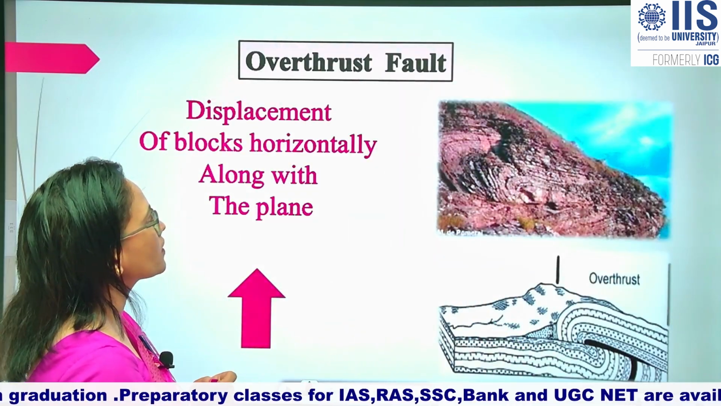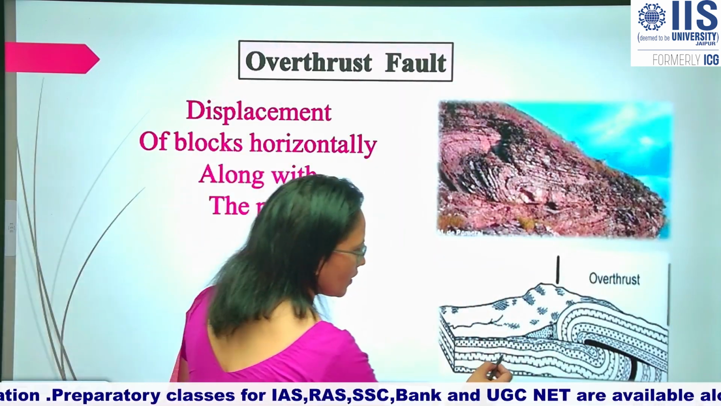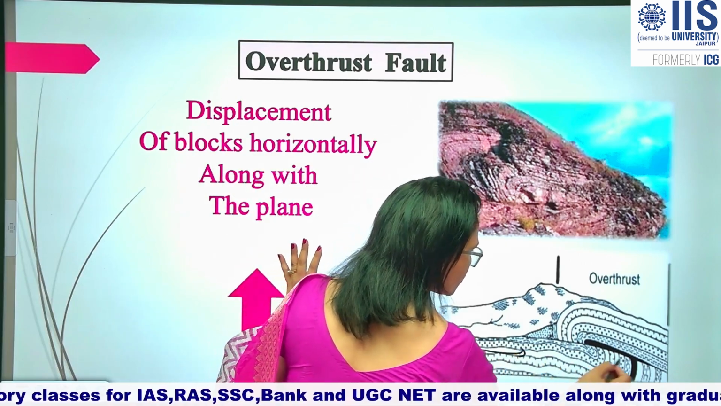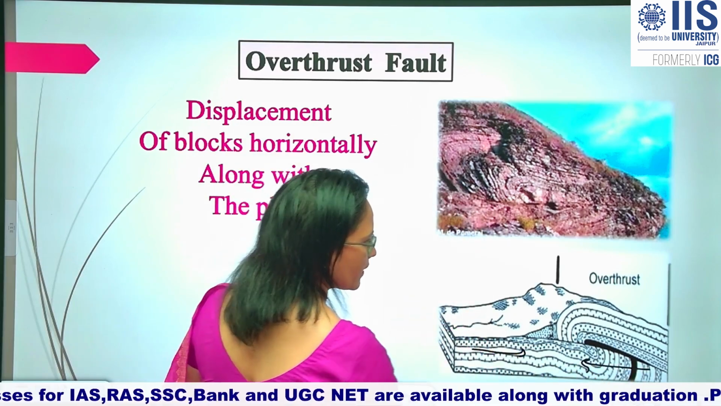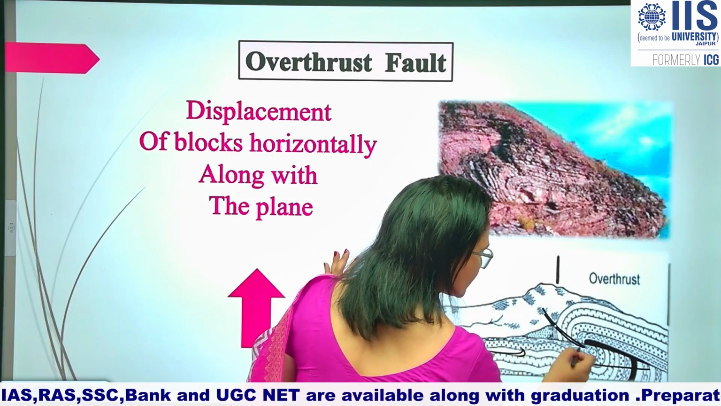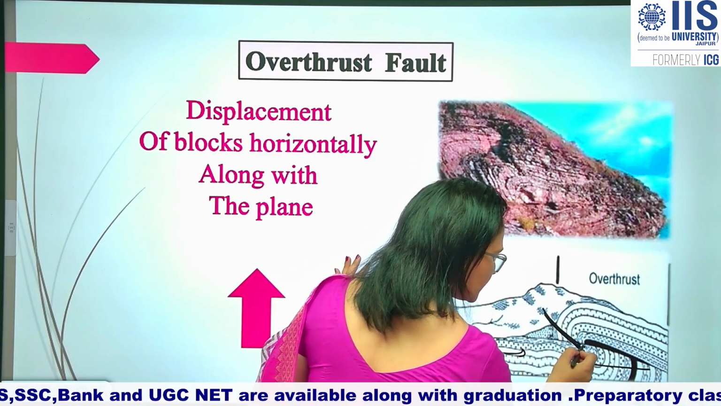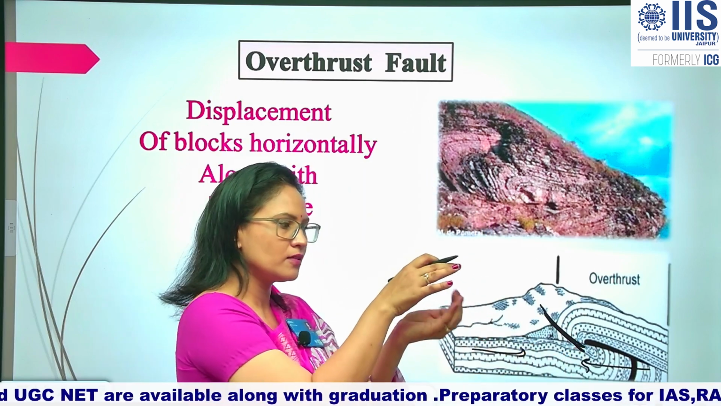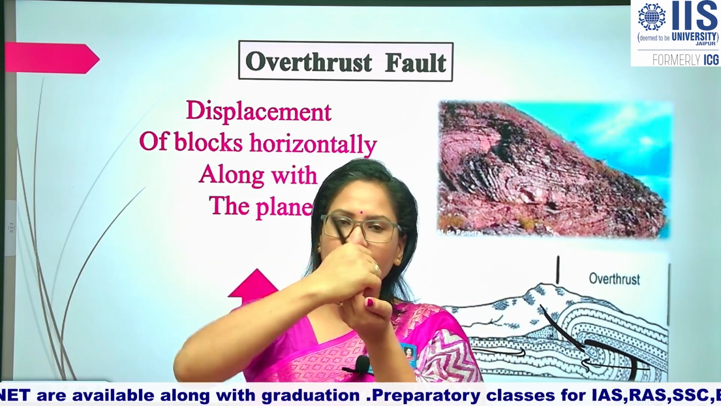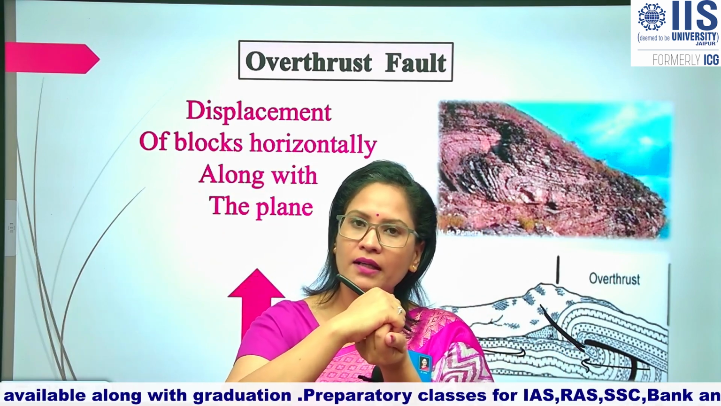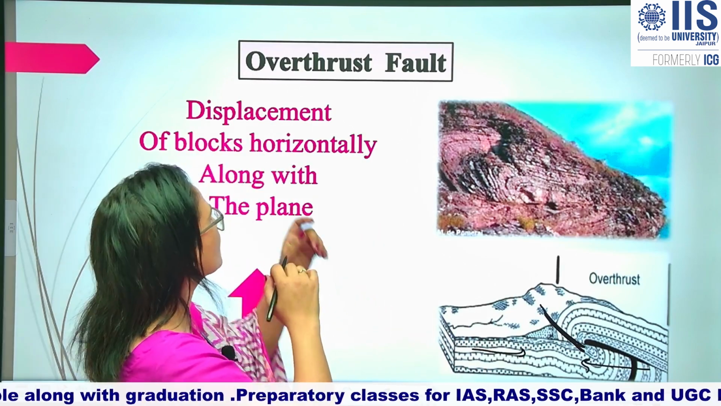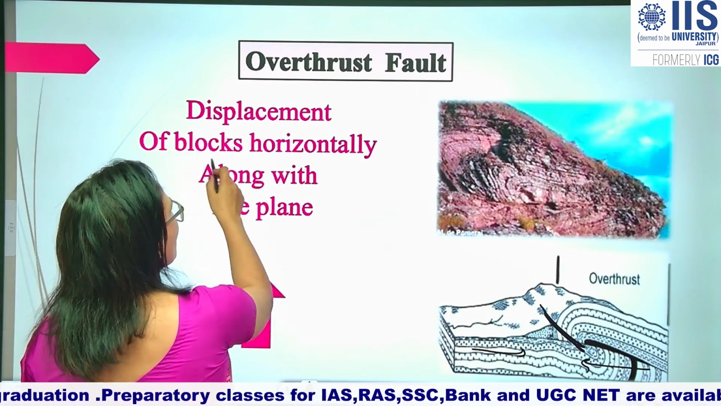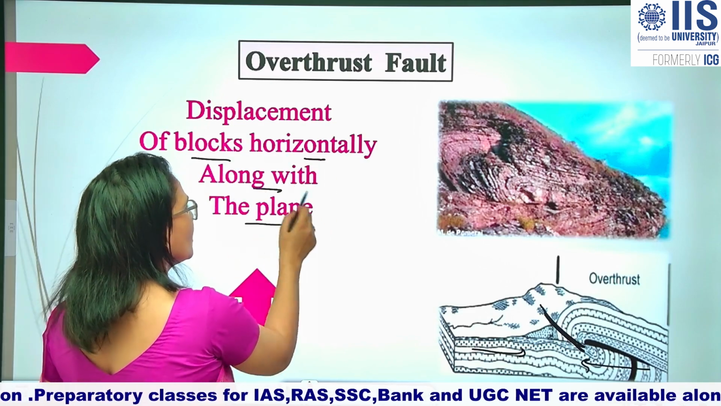Next is the overthrust fault. If the movement towards each other is very strong, along the axis it is bent, a fault line is created, and along that fault line they are overthrusting. Because of this fault formation, it is known as the overthrust fault, displacement of blocks horizontally along the plane.